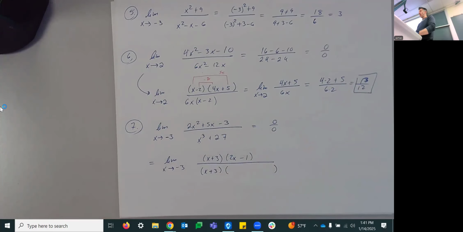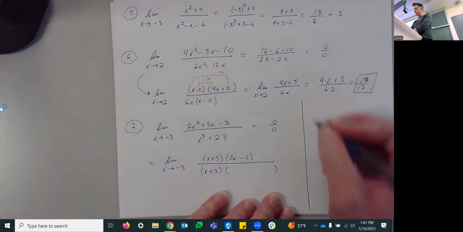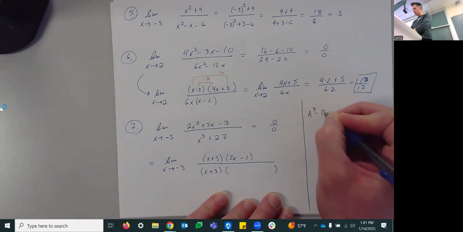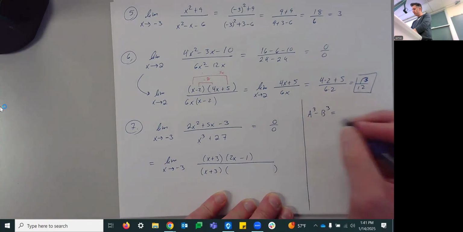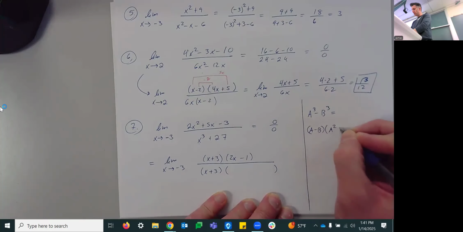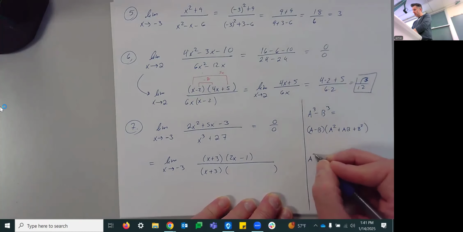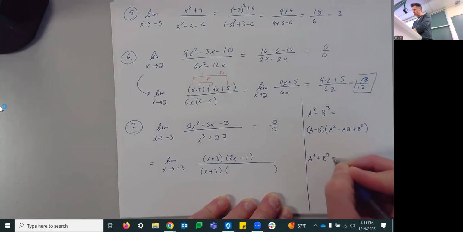You may or may not have seen before how to factor a sum or difference of cubes. Here's how you do it. So here's the general formula. a cubed minus b cubed is equal to a minus b times a squared plus ab plus b squared. And for the sum of cubes, a cubed plus b cubed is equal to a plus b times a squared minus a times b plus b squared.